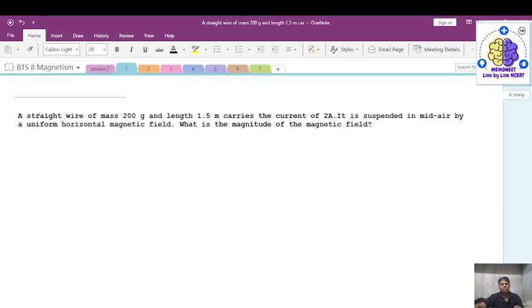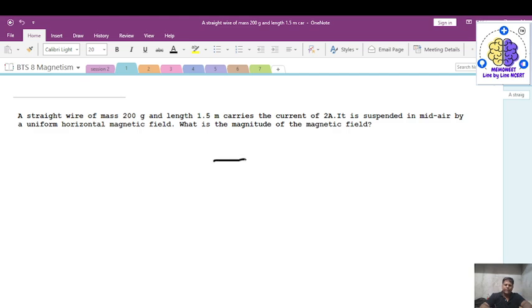Let's see this numerical. The first numerical says that a straight wire of mass 200 gram and length 1.5 meter carries a current of 2 ampere. It is suspended in mid-air by a uniform horizontal magnetic field. What is the magnitude of the magnetic field?